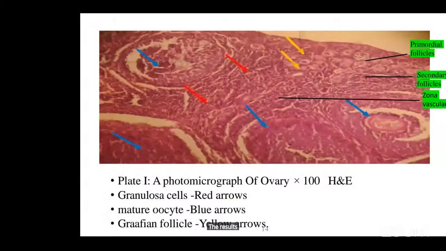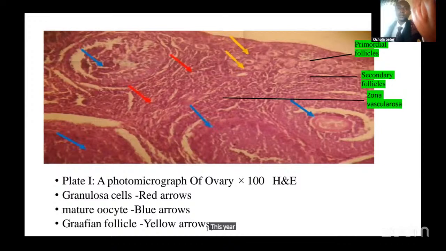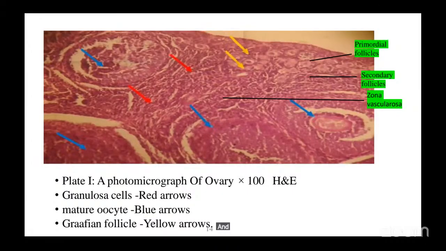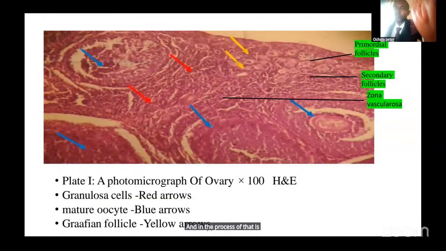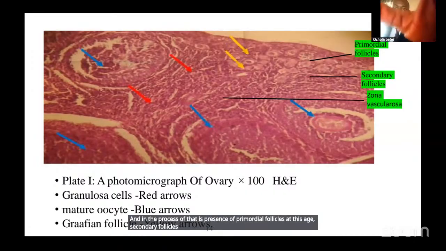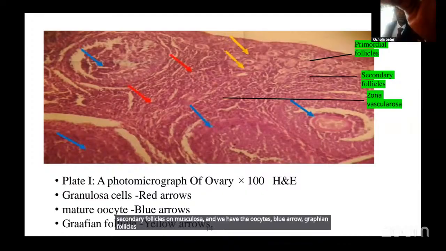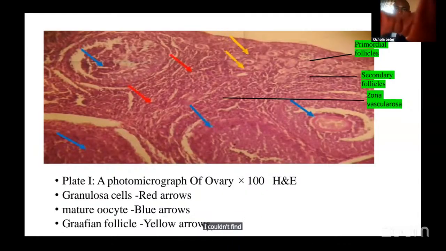The results are here. This is plate 1. It's a photomicrograph of the ovary at times 100, and what is observed is the presence of primordial follicles at this age, secondary follicles, zona musculosa, and the oocyte, blue arrow, Graafian follicles. And we couldn't find a corpus luteum, which is an indication the animal has not yet ovulated.